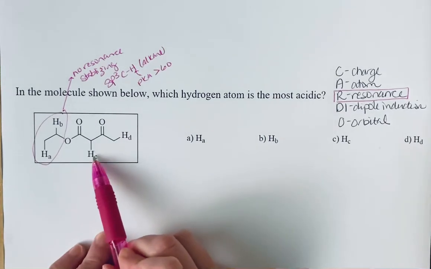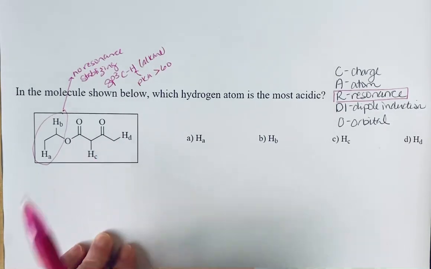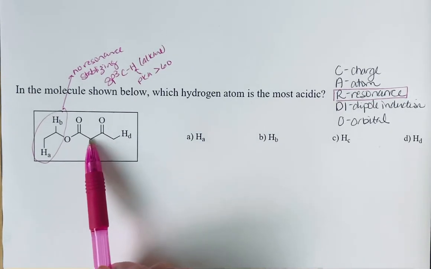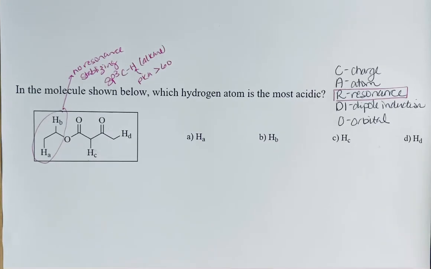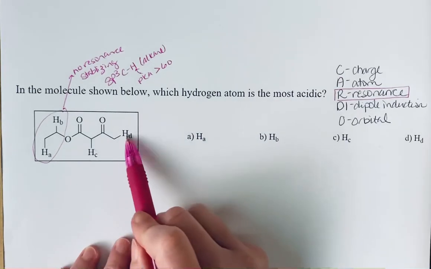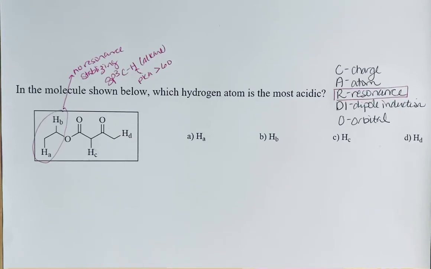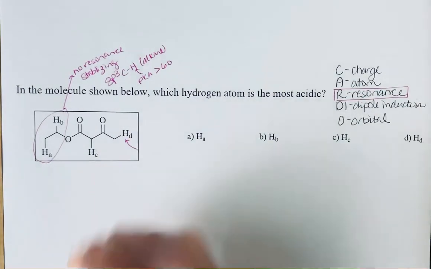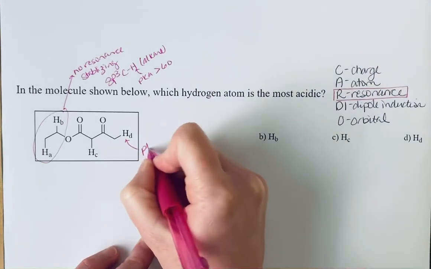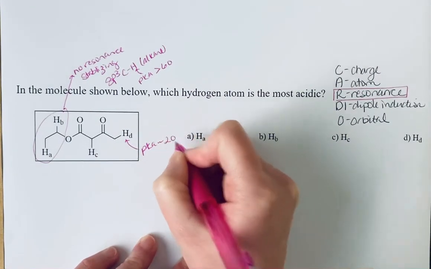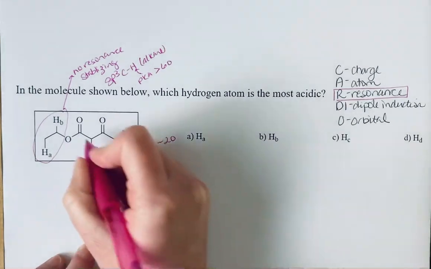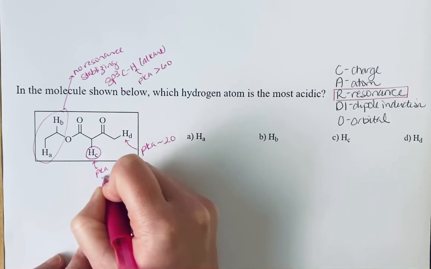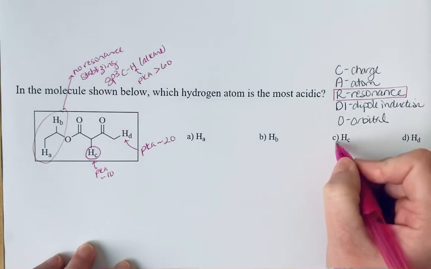With hydrogen C sandwiched in between these two carbonyls, you've got extra resonance stabilization. When you remove this hydrogen, you've got resonance stabilization with both of those carbonyls, versus with D, where you have resonance stabilization with just one carbonyl. So D, being alpha to a ketone, has a pKa of approximately 20. And C, sandwiched between that ester and that ketone, has a pKa of approximately 10. So this is definitely our most acidic hydrogen.